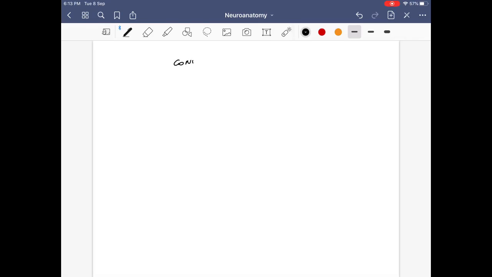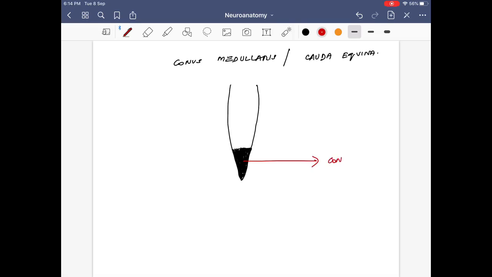Everyone, in this video we are going to discuss conus medullaris and cauda equina, the respective syndromes, the causes, and how to differentiate them. To begin with, I am going to draw the spinal cord. This is the terminal part of the spinal cord, which I am shading here, and it is called the conus medullaris because it is conical in shape. It is nothing but the sacral spinal cord.